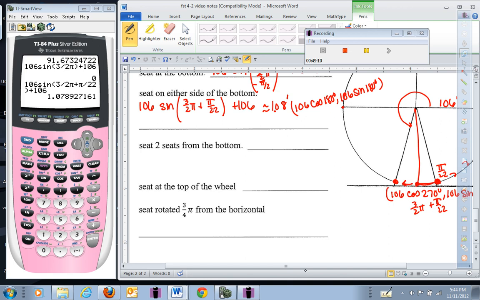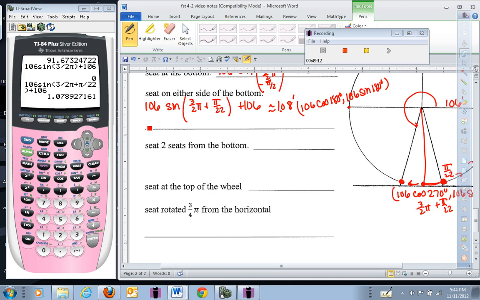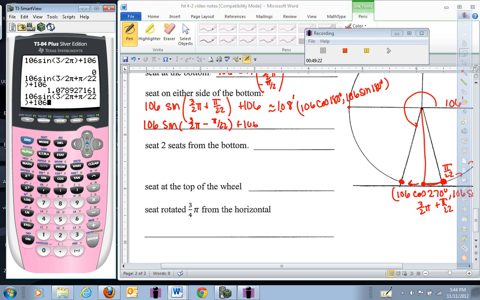Now we could go back the other way. Let's see what would happen if we went 106 times the sine of 3/2 pi minus pi over 22 plus 106. So let's change that. I'll go back in here and I'll change this to a minus. And we'll sit for the same spot. And sure enough we are, because we should be symmetrically the same distance above the ground, 1 foot behind and 1 foot ahead of that 0 height there, shouldn't we?